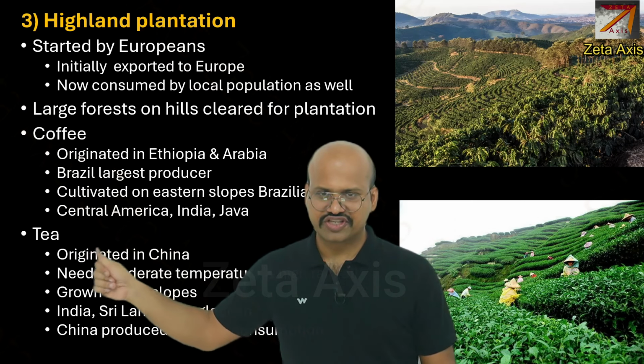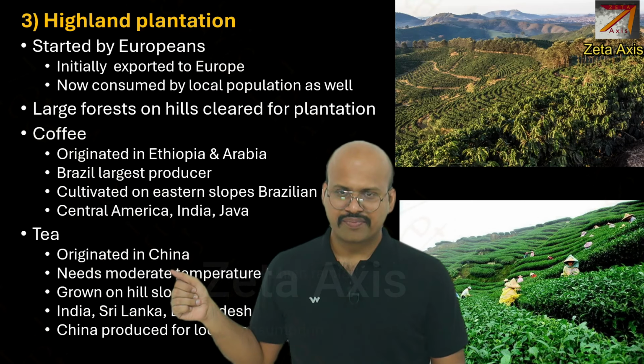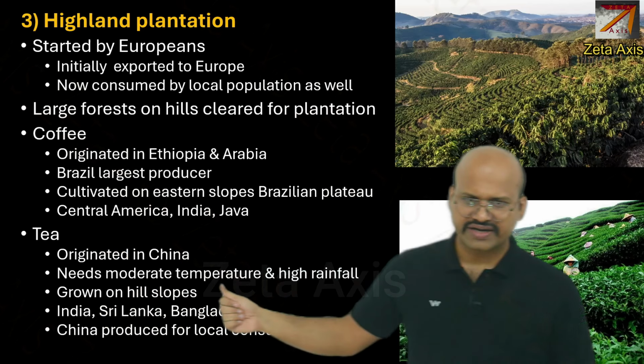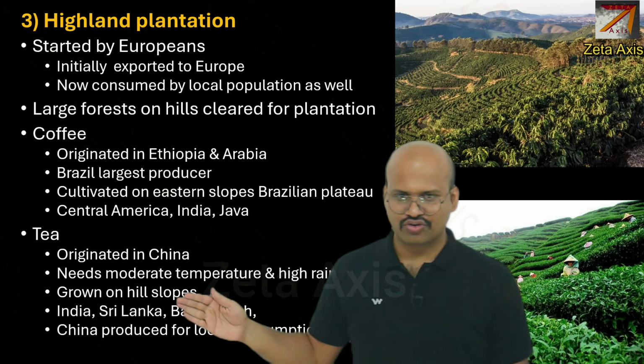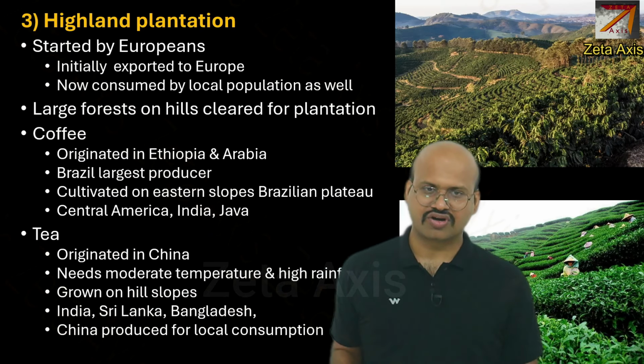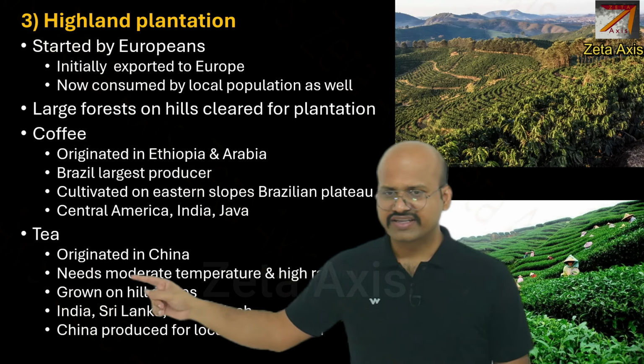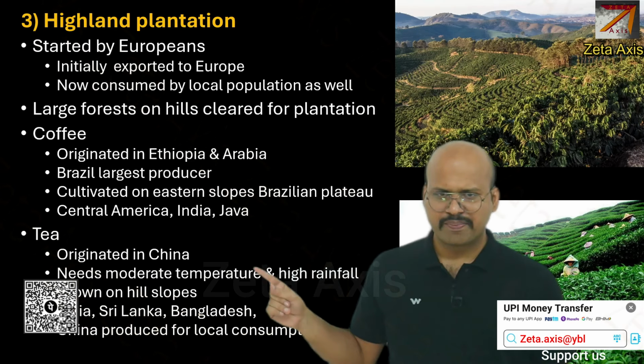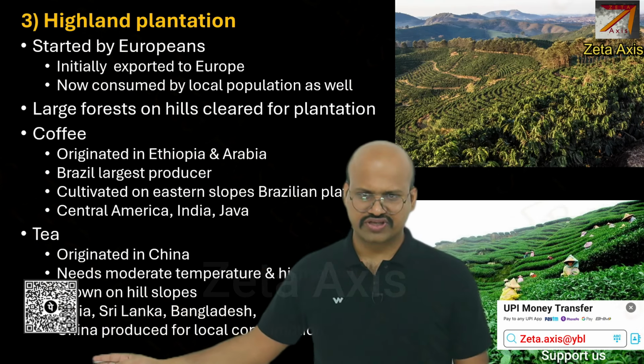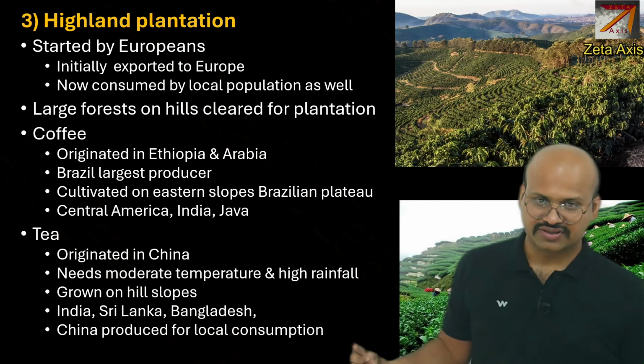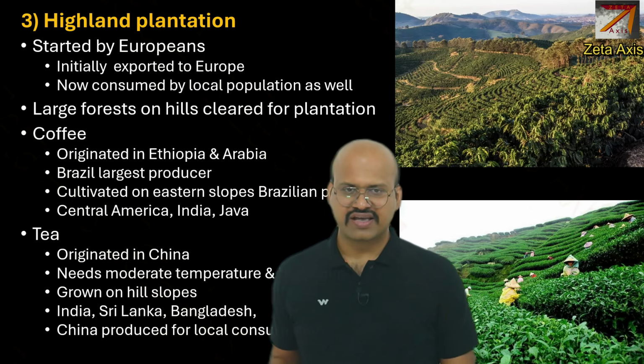Then comes tea, which originated in China. It needs more moderate temperature and high rainfall. Therefore, it is grown on hill slopes because tea does not like waterlogging. It is grown in India, Sri Lanka, Bangladesh. China also produces tea, but it is only for local consumption, while these are the exporters.